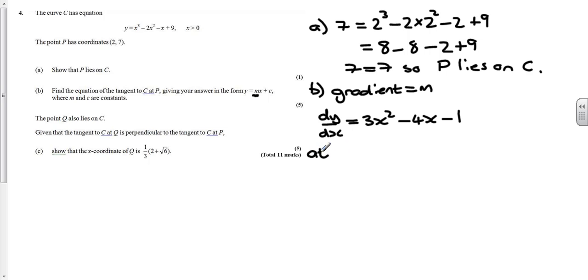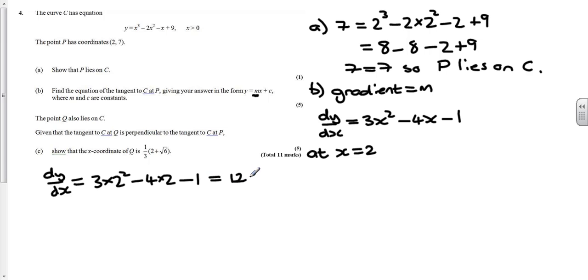So let's have a look at what the gradient will be at x equals 2, so essentially at P, and the gradient will be whatever we get when we put 2 into our gradient function, or our derivative. 3 times 2 squared minus 4 times 2 minus 1, and that gives us 12 minus 8 minus 1, which is 3. So far in our equation, y equals 3x plus c.